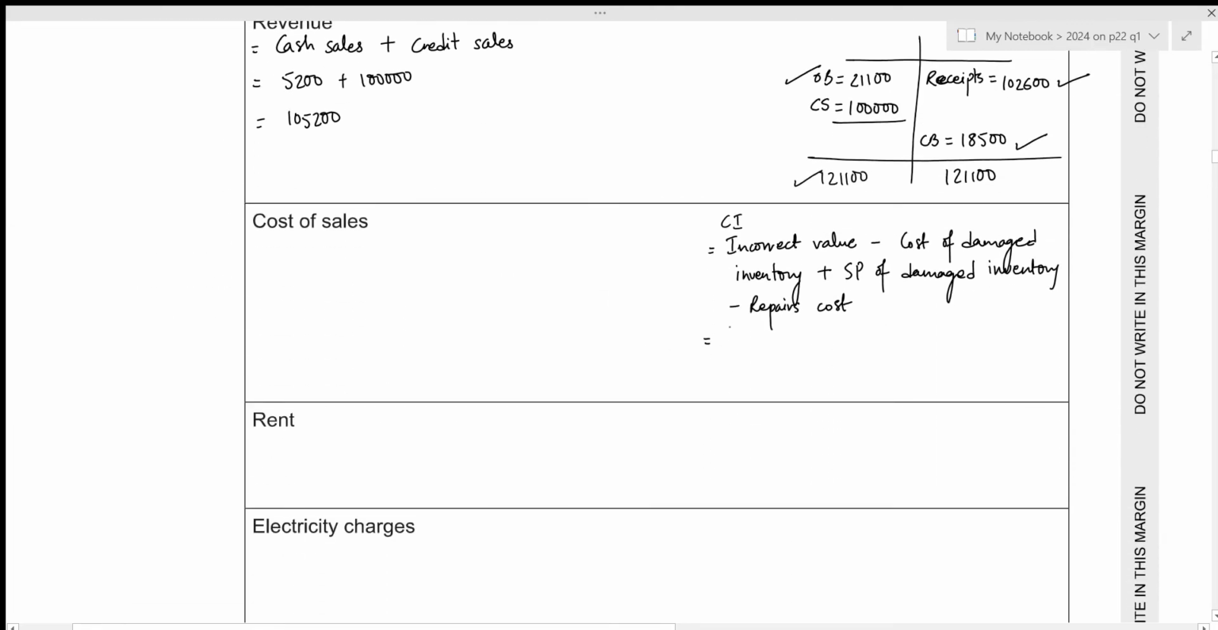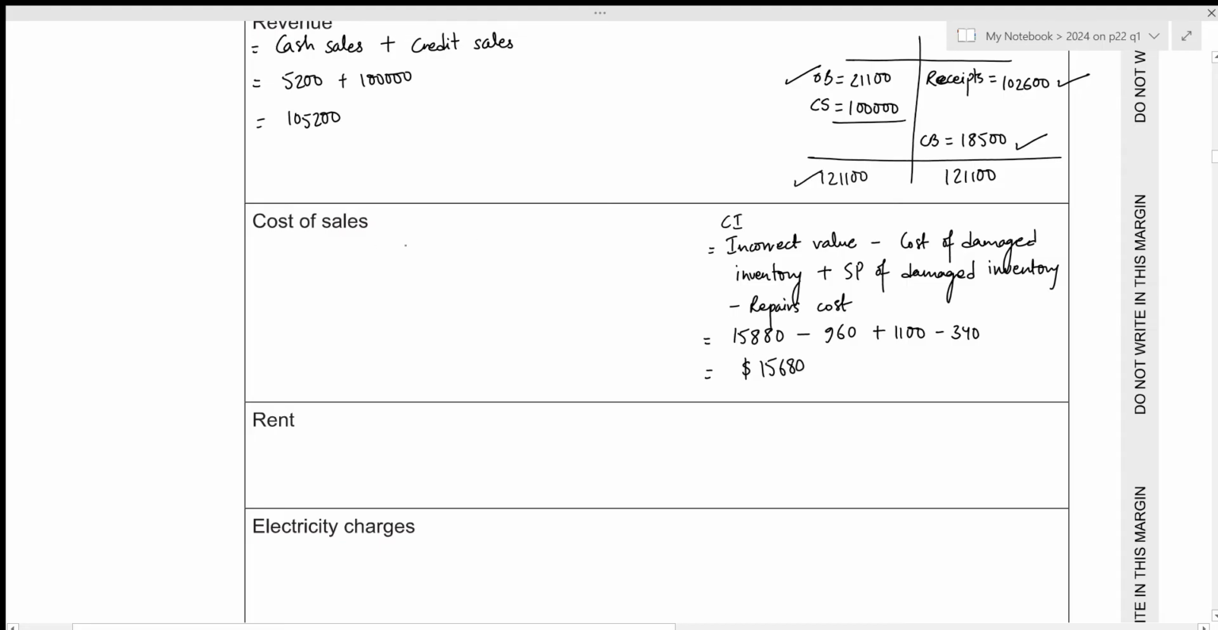So the incorrect value was 15,880, the cost was 960, the selling price was 1100, and the repairs cost was 340. This gives the correct value of closing inventory to be 15,680.